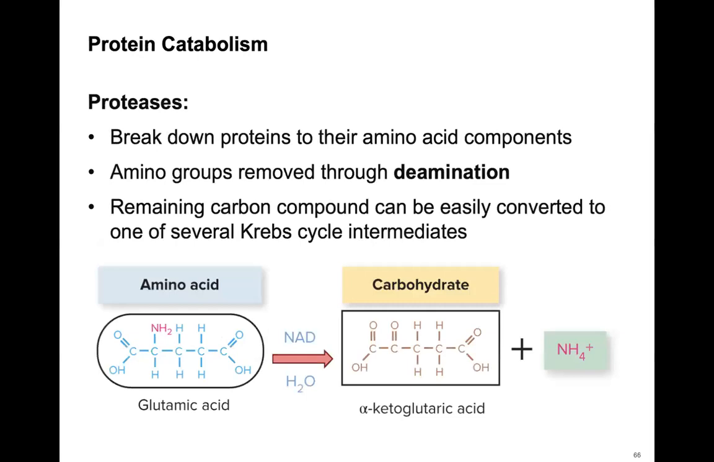Proteins can also be broken down. Although proteins are typically just broken down for amino acid pools, proteases will break down proteins to their amino acid components. The amino groups must be removed by a process called deamination, and the remaining carbon compound can easily be converted to one of several Krebs cycle intermediates.